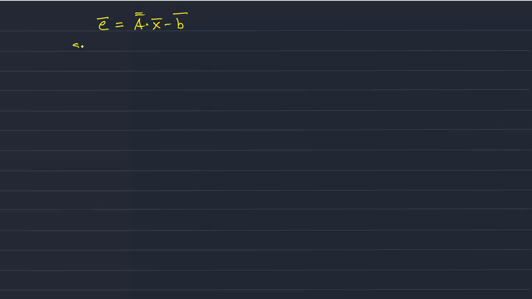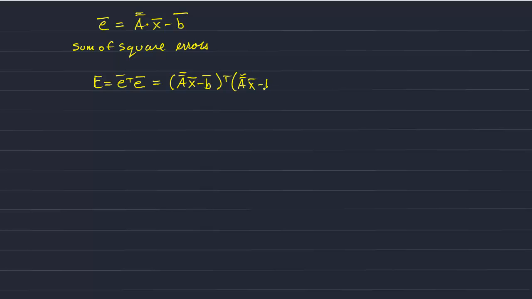Now let's look at the sum of square errors. And the matrix equation describing that is E is equal to little e transpose times little e. And by substituting this expression in for little e, we get (AX minus B) transpose times (AX minus B).